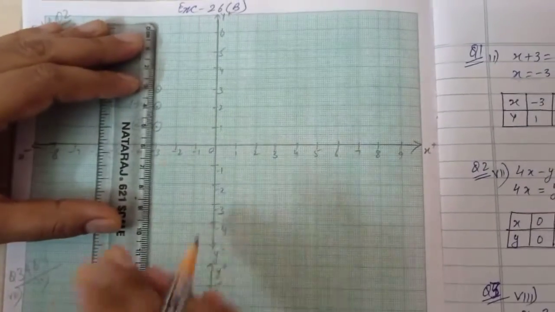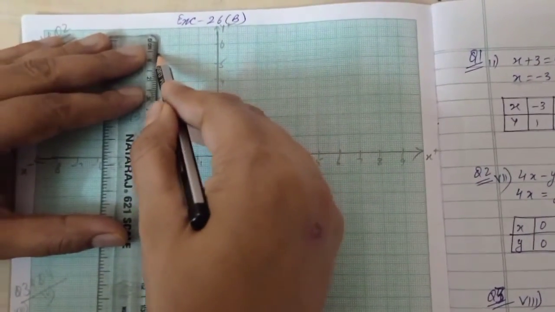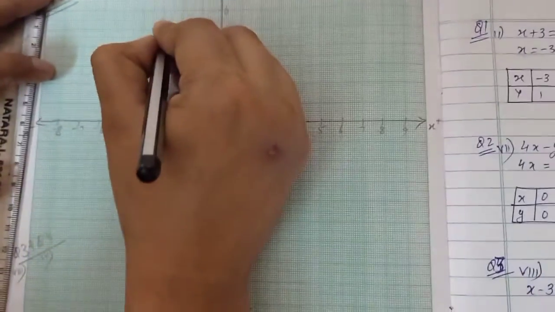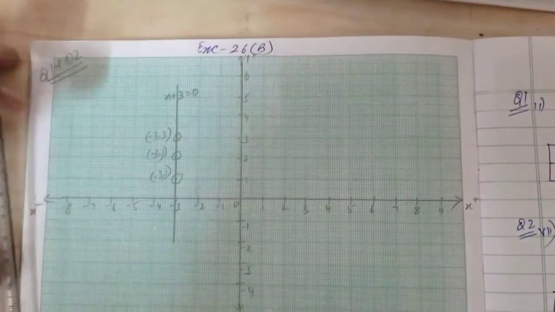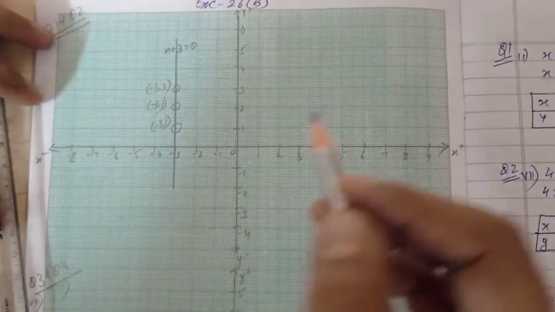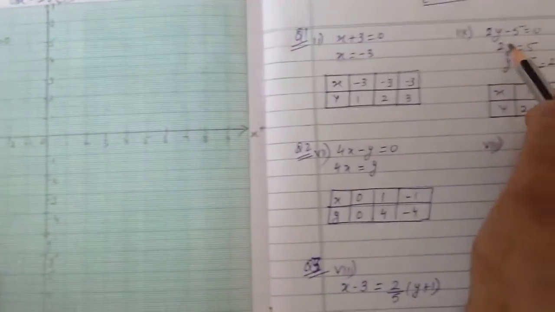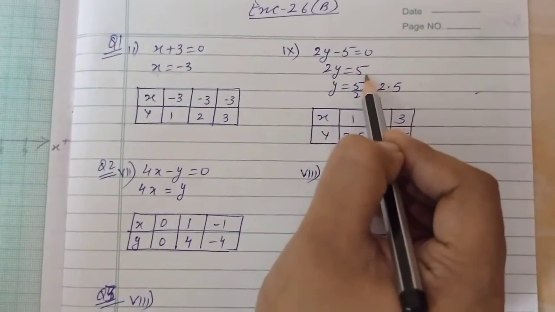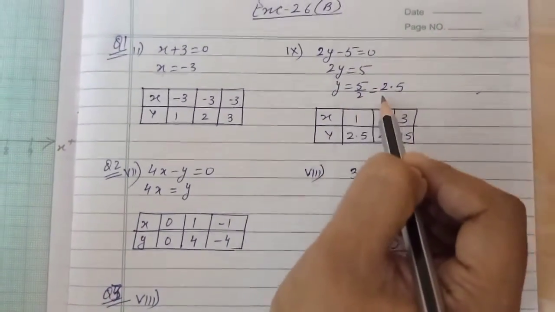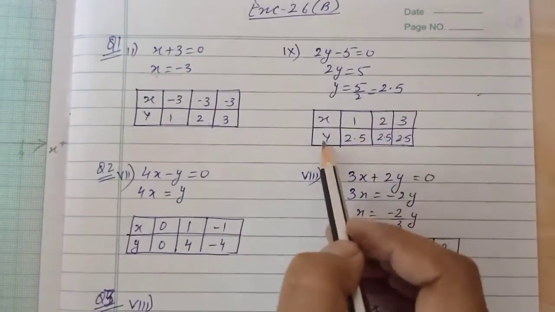Then with the help of scale, you have to join the line and you have to write that this is the equation of x plus 3 is equal to 0. Clear? Now, 9th part. I solved only 2 parts. Look here. 2y minus 5 is equal to 0. From here, 2y is equal to 5 and y is 5 by 2. That is 2.5. So, same thing I did.